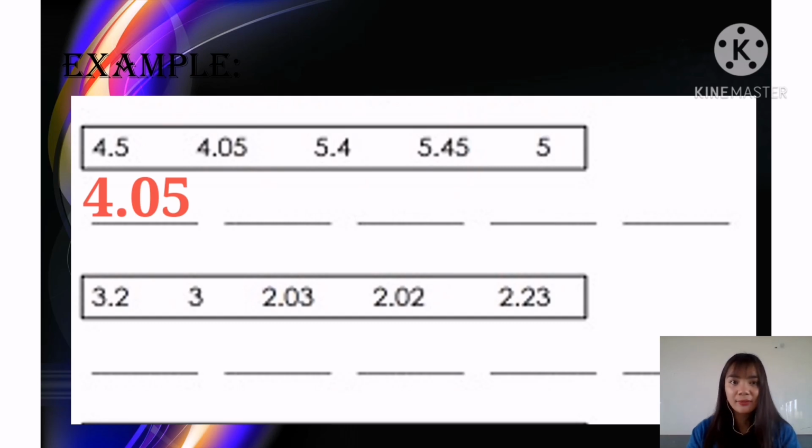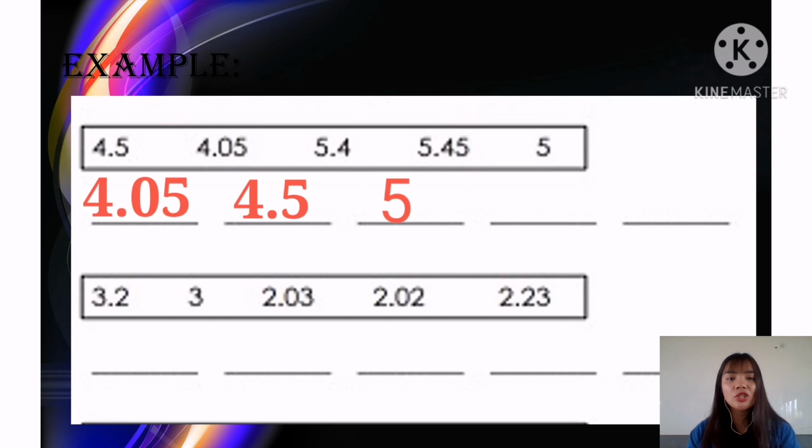Next, we have 4.5. Very good. Since there are two numbers that start with 4, we're now going to step forward to the higher number. What is the third number? It is 5. Very good.